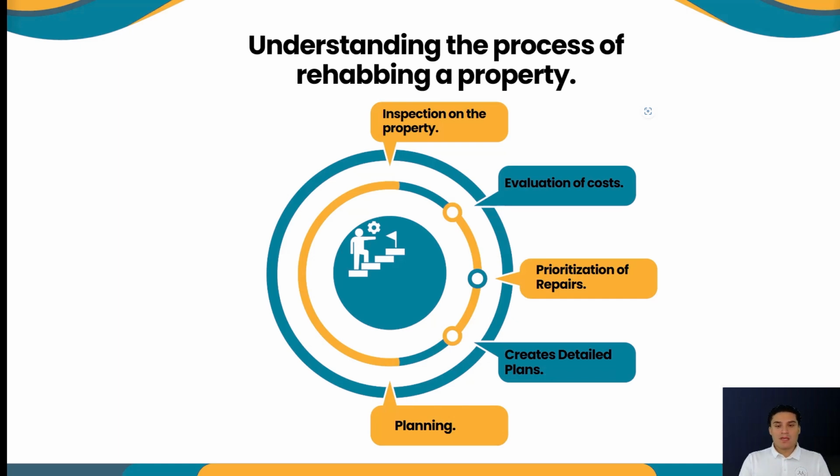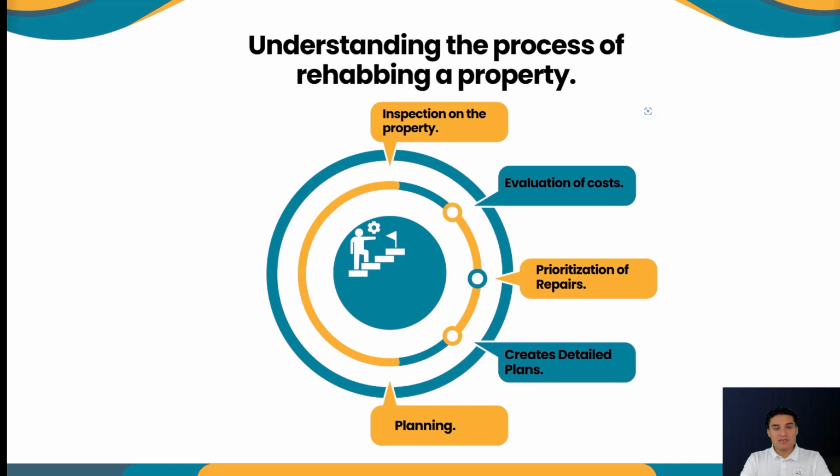Okay, now let's talk about prioritizing the repairs. When you make a list, you need to know where the bigger ticket items are, and those bigger ticket items are the ones you're going to have to work on first. For example, if the roof is in bad condition, that is one of the first things you must work on. Let's say you have a budget, okay? This is very important. Let's say that you have a budget on the property, but you were not thinking that you needed to repair the roof.